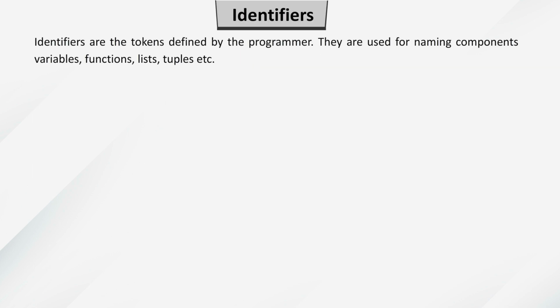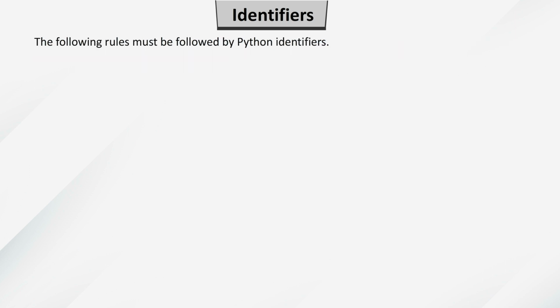Identifiers. Identifiers are the tokens defined by the programmer. They are used for naming components, variables, functions, lists, tuples, etc. The following rules must be followed by Python identifiers. An identifier can contain alphabets A to Z, digits 0 to 9, and underscores. Special characters, spaces, and punctuations are not allowed within identifiers.